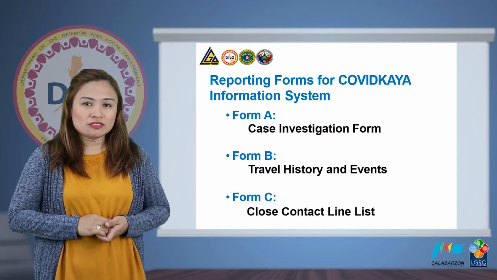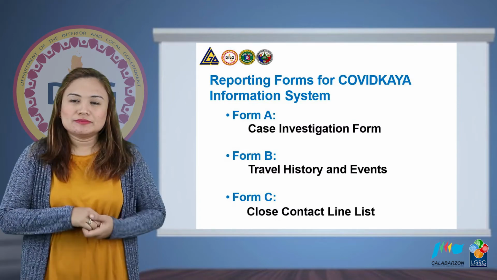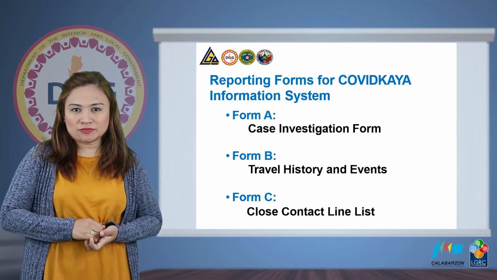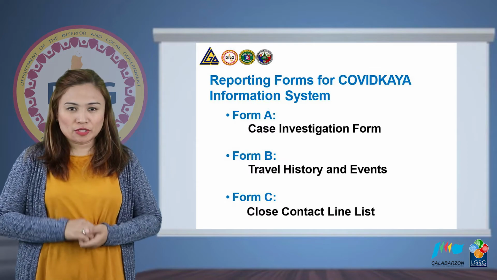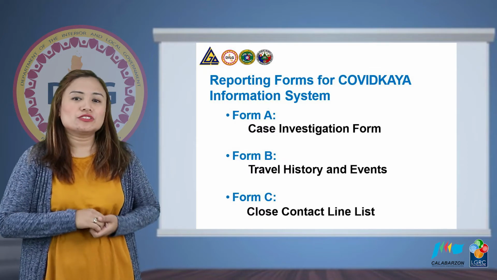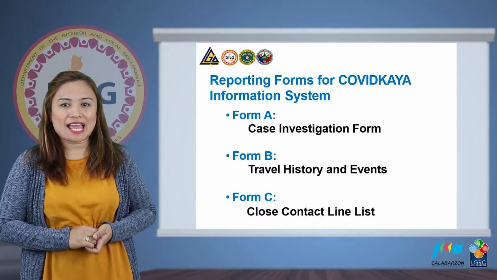What are the reporting forms of COVID-Kaya? To protect contact tracers, these are the necessary forms of COVID-Kaya. The Form A, the Contact Investigation Form. Form B, the Travel History and Events. And the Form C, which is the Close Contact Line List.